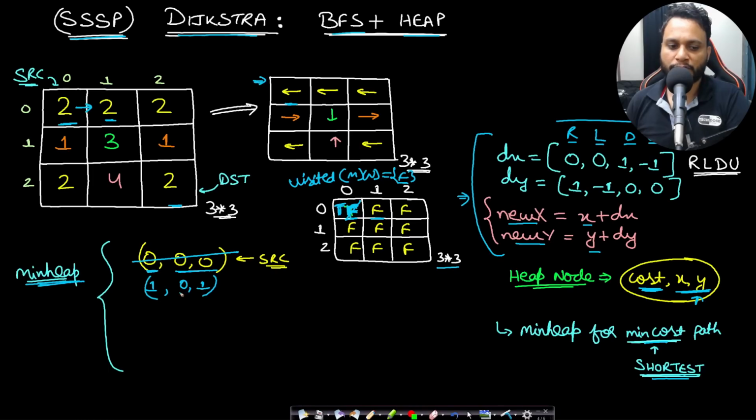So this will be pushed into the min heap, right? Now after right I have to make the left call. So this will be out of bound, I cannot make it. The down call. So check this 1, 0. This is also not processed yet.